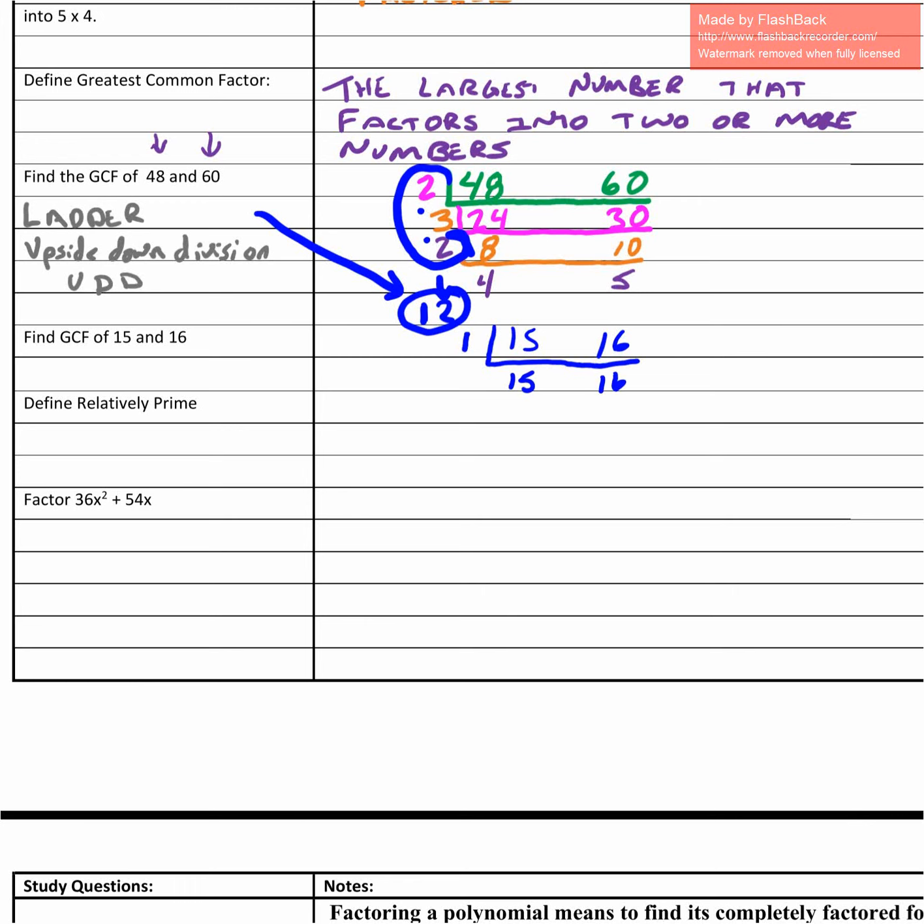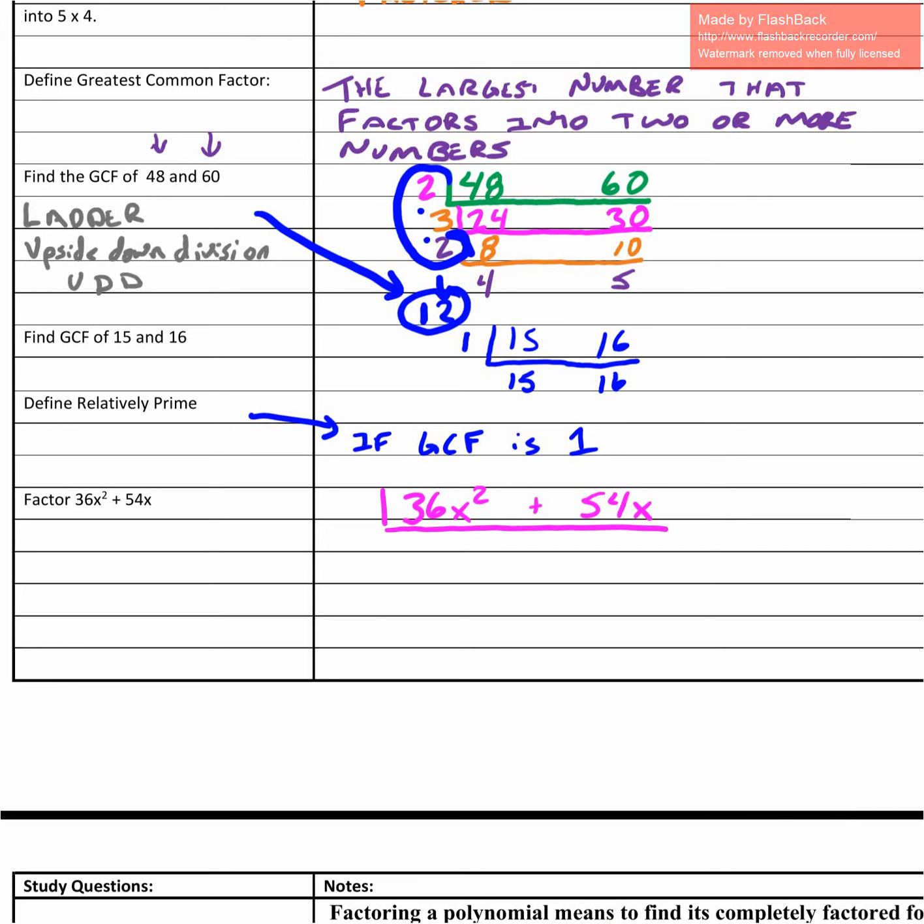Anytime your GCF is 1, we call it being relatively prime. So relatively prime means the GCF is 1. Cool. All right, so that was just finding GCF. We're going to use this whole ladder method to actually do some factoring, so let's look at this example here. In this example, we have 36x squared plus 54x.